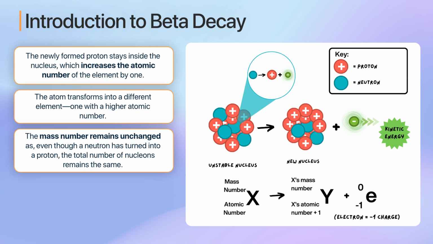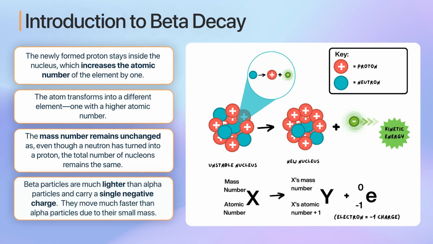This is because even though a neutron has turned into a proton, the total number of nucleons, protons and neutrons, remains the same. Beta particles are much lighter than alpha particles and carry a single negative charge. Because of their small mass, beta particles move much faster than alpha particles. Those properties greatly impact how beta particles interact with matter, as we will explore in an upcoming lesson.